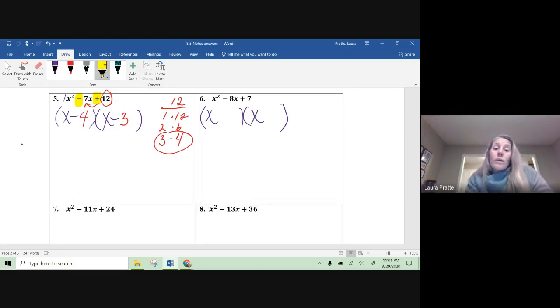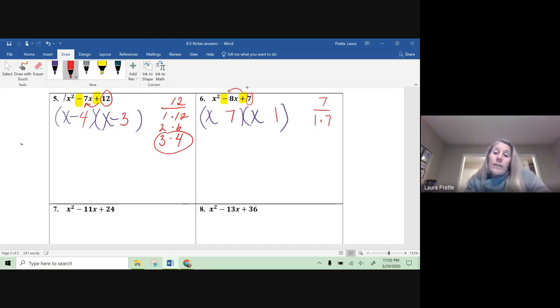Again, if you want to go ahead and put the signs in from the beginning, since you know it's a plus, the signs are the same, they're both going to be negative. So this C value this time is a 7. The only factors I have for 7 are 1 times 7. And of course, 1 and 7 do add up to 8, so that looks good.